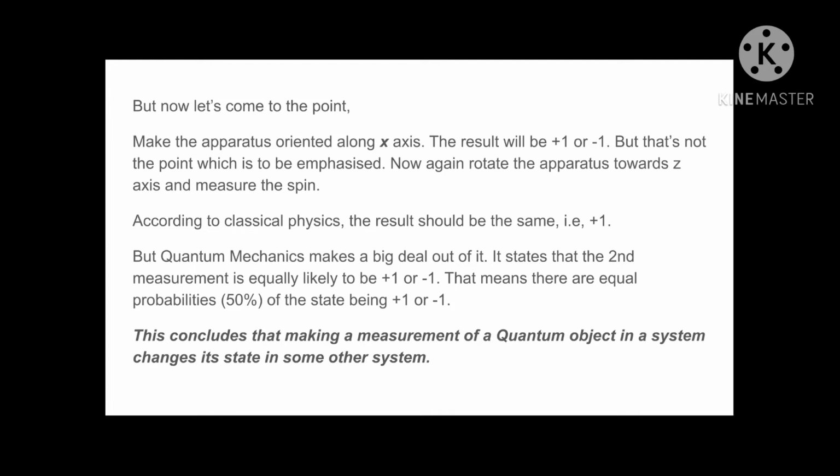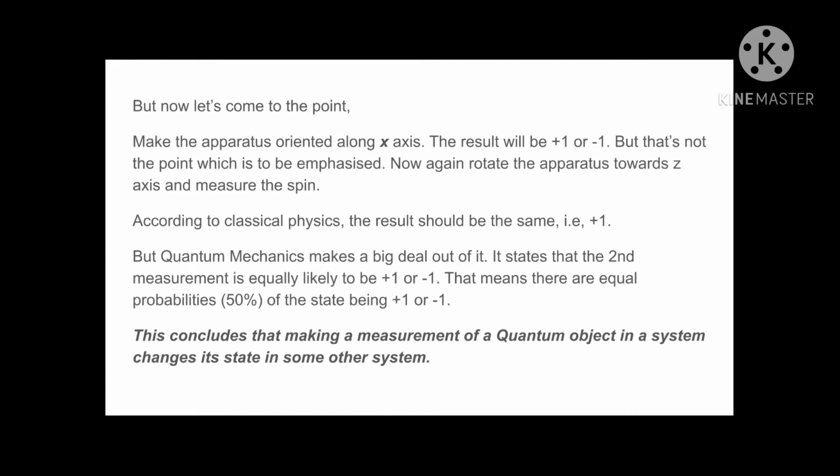Now according to classical physics, there should not be any change of the +1 spin state along the z-axis. But quantum mechanics makes a big deal out of it. It states that the second measurement is equally likely to be +1 or -1. That means there are equal probabilities, 50%, of the state being +1 or -1 along the z-axis after the disturbance given during the measurement of the spin along the x-axis.